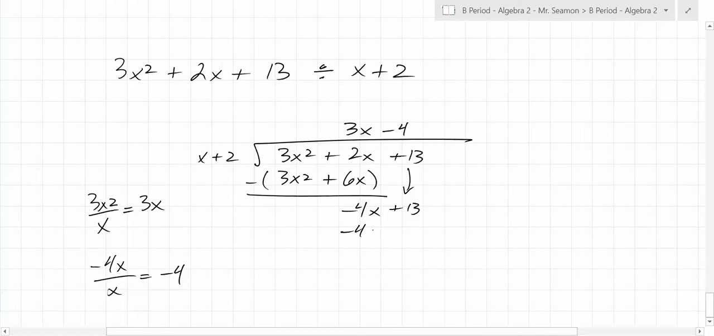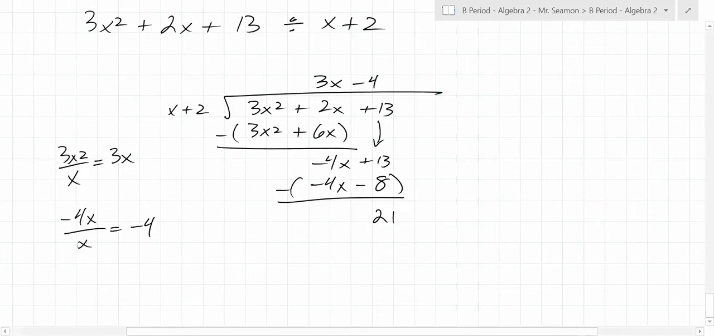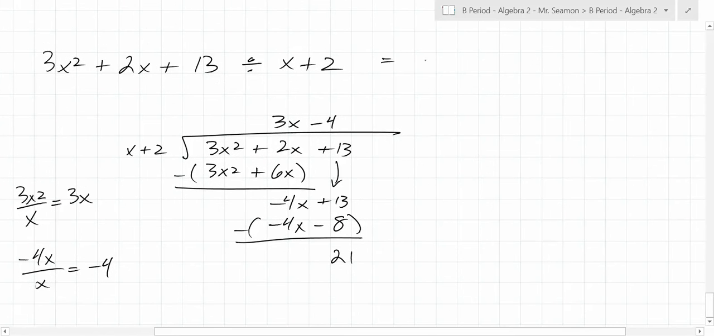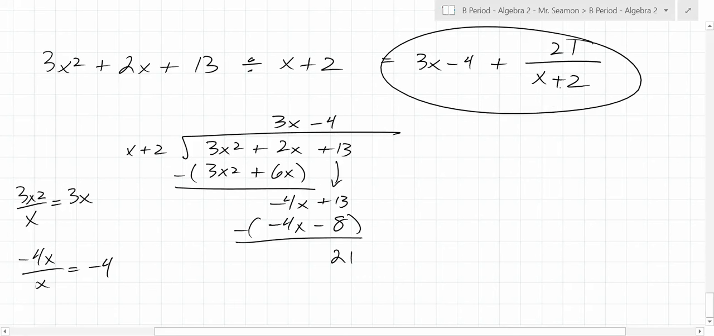You get minus 4x minus. Now when you subtract, got it. Can someone raise their hand and tell me what you get? Rachel, what do you get? 21, right? Can you go any further? No. So the answer to this would be, ready? 3x minus 4 plus 21 over what? Perfect. The 21 is the remainder. Remainder. Right there.